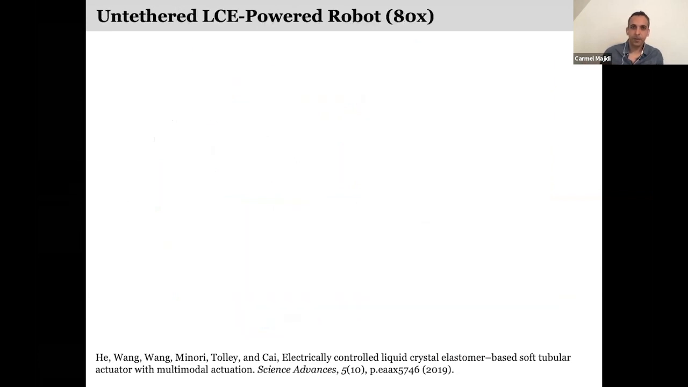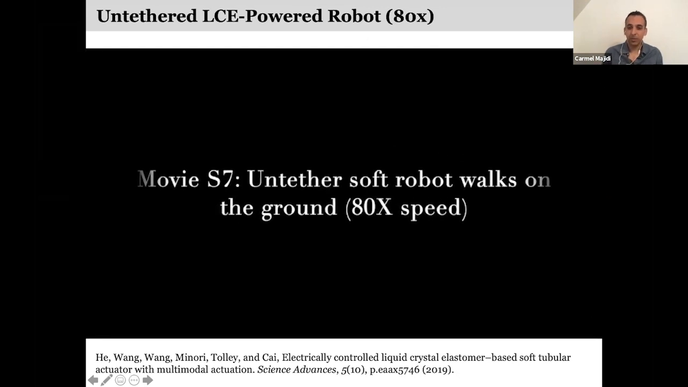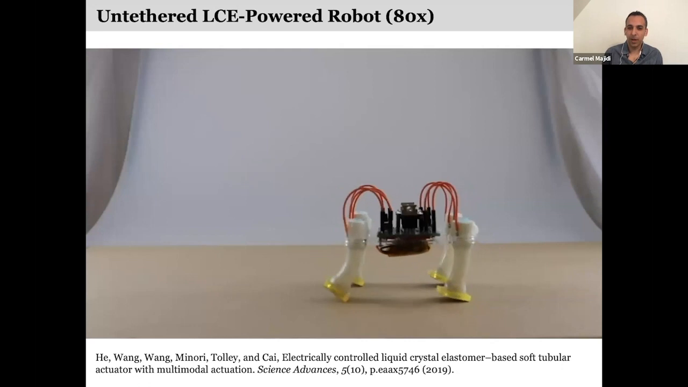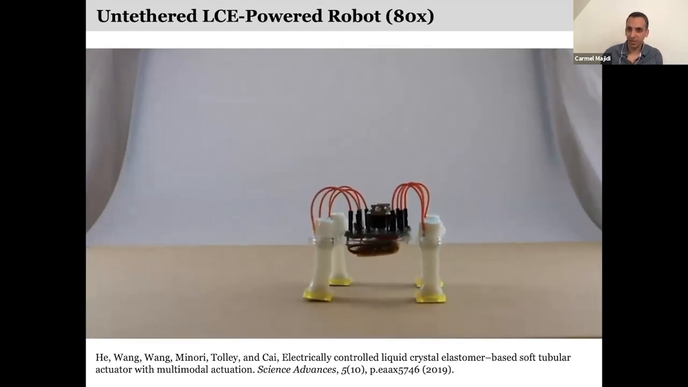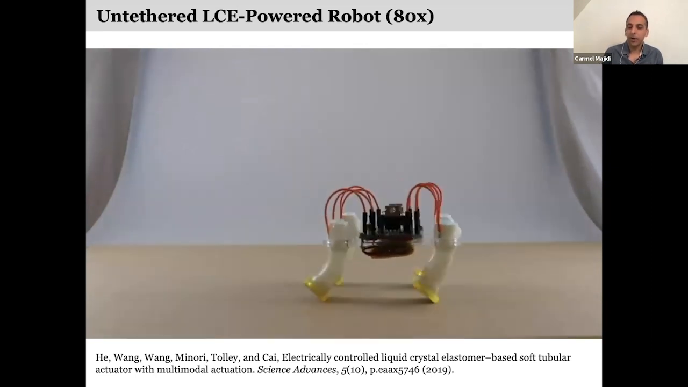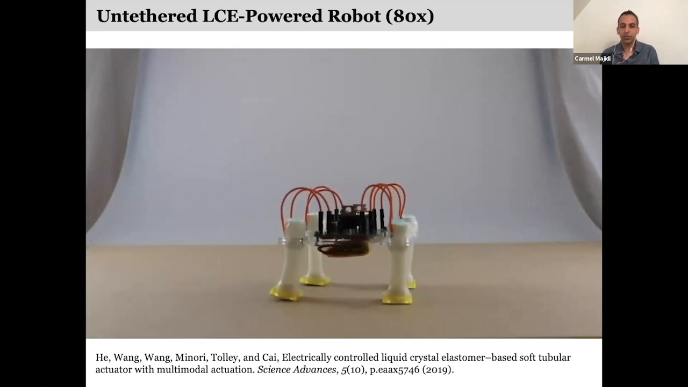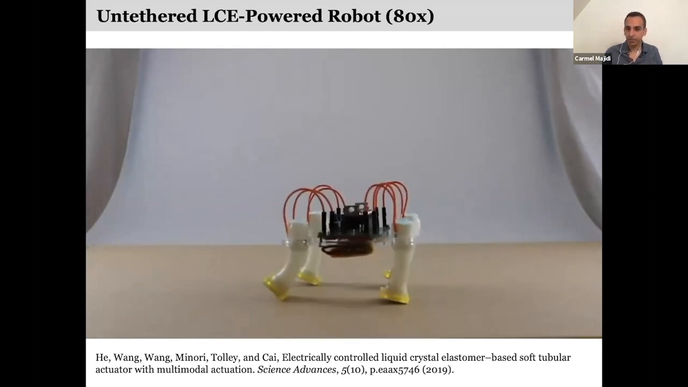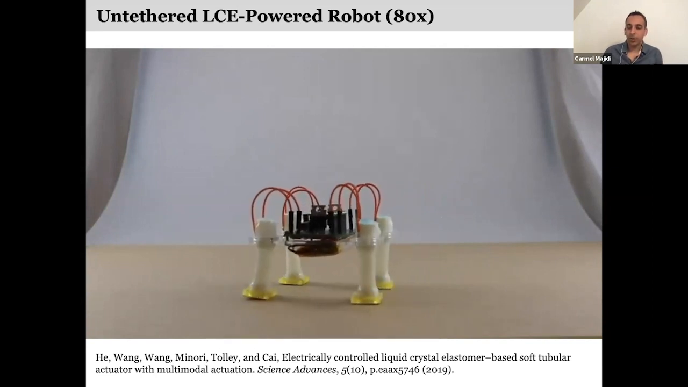And this is, to the best of my knowledge, a first attempt at building a fully untethered soft robot that uses liquid crystal elastomer actuation. Now notice it's sped up 80 times, but still, I think a very important early proof of concept for this overall approach to creating untethered soft robots. So how can we improve upon this?